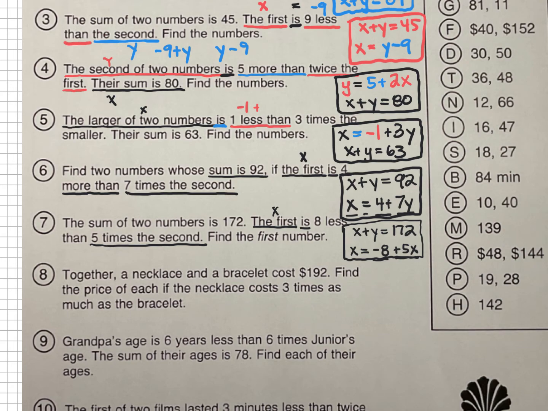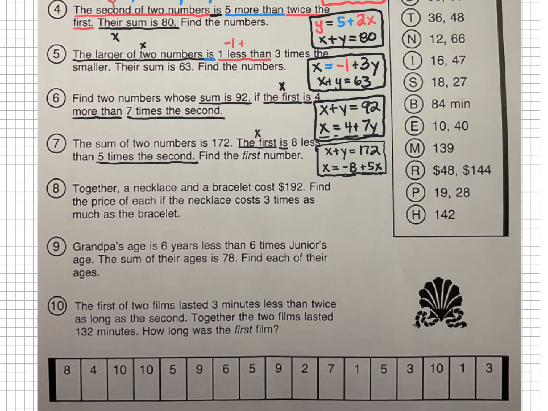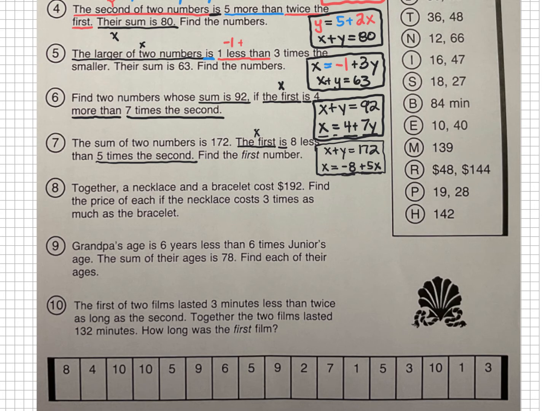Okay, number 8. Together, a necklace and a bracelet costs 192. I can do X and Y for this one, or I can do necklace and bracelet. I'll do necklace plus, because they tell me what they are. I'm just going to do N and B. I'm going to say necklace plus bracelet equals 192. Find the price together if the necklace costs 3 times as much as the bracelet.